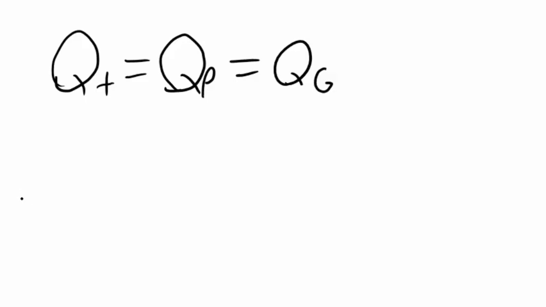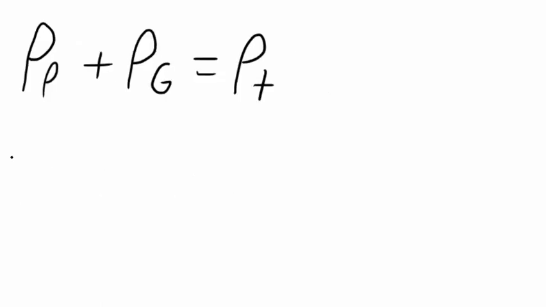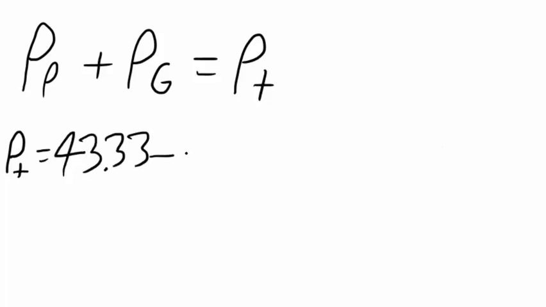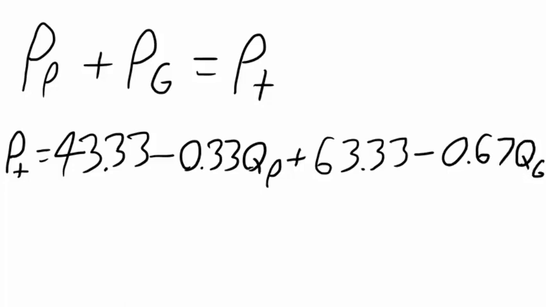So what we can do is price of processors plus price of graphics cards equals the price total. We would have a price total function of the price of the processors, which was 43.33 minus 0.33 times quantity P, plus the price of the graphics cards, which was 63.33 minus 0.67 times quantity of the graphics cards. Since quantity P and quantity G are technically equal due to joint production, we can combine these and treat them like terms.